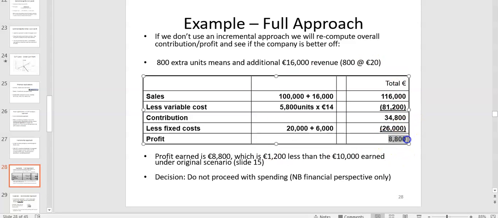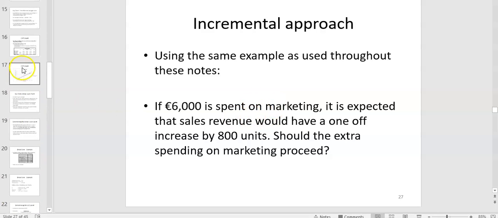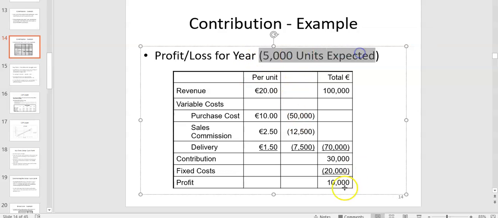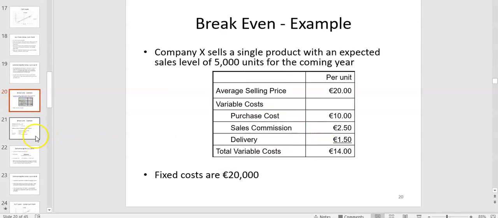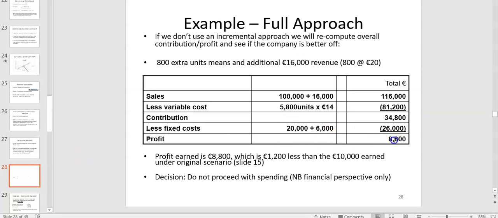What that is telling us is the profit earned here is less than the profit we would have earned if we didn't do the marketing campaign, because the marketing campaign has decreased profits. If we just spent 5,000 without the marketing campaign, we'd have made a profit of 10. If we do the marketing campaign, down here, it's going to give us a profit of 88.